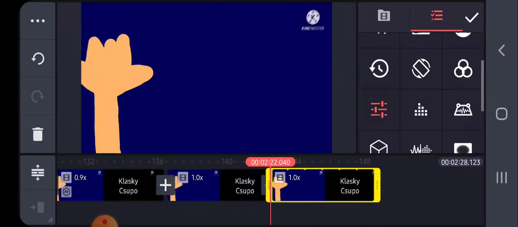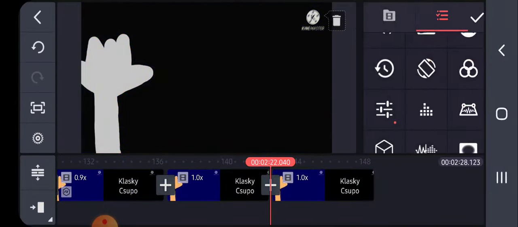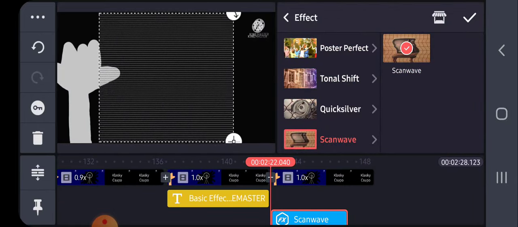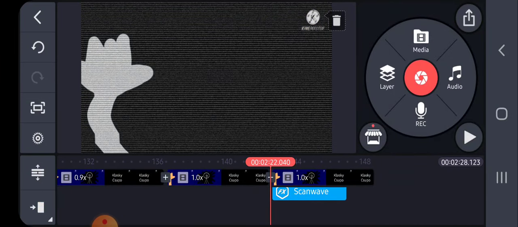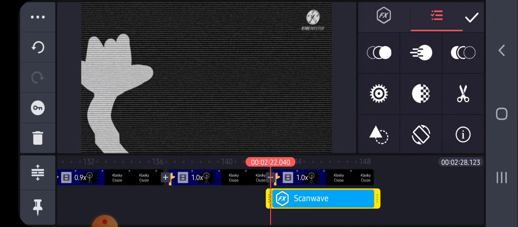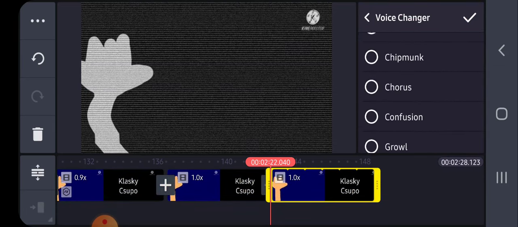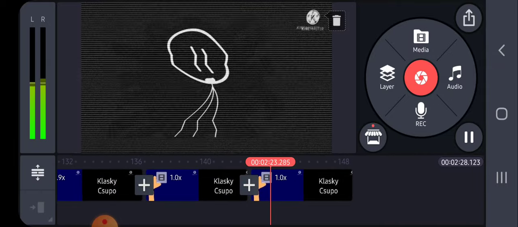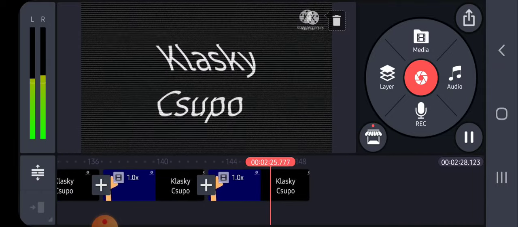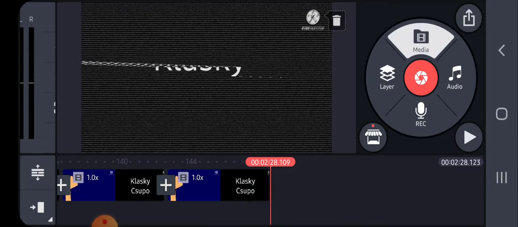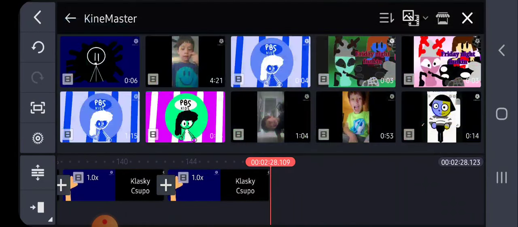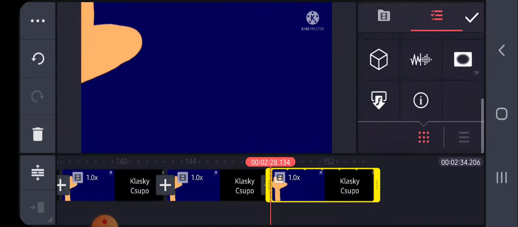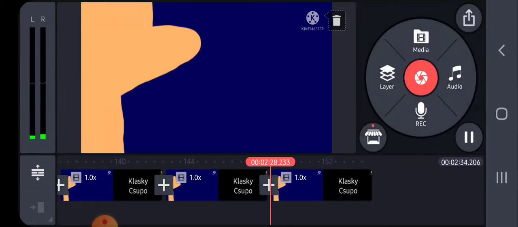How to make two effects. Hello there, Klasky Csupo. How to make one major. Hello there.